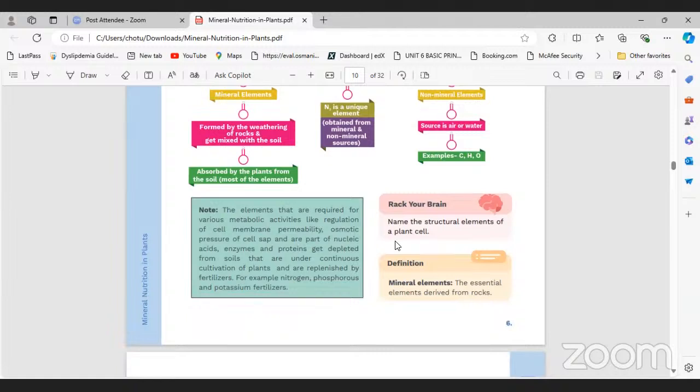The elements that are required for various metabolic activities like regulation of cell membrane permeability, osmotic pressure of the cell sap, and are part of nucleic acids, enzymes, and proteins get depleted from the soils that are under constant and continuous cultivation of plants, and are replenished by fertilizers, for example nitrogen, phosphorus, and potassium fertilization.